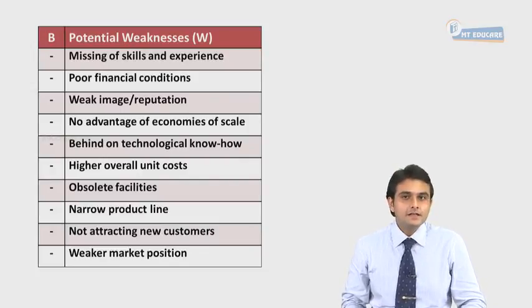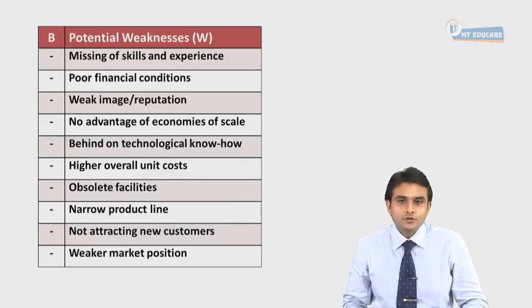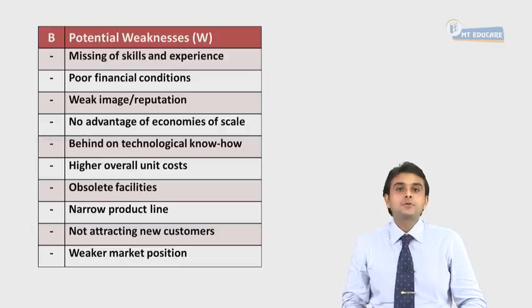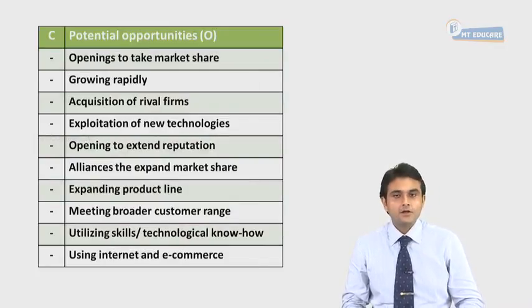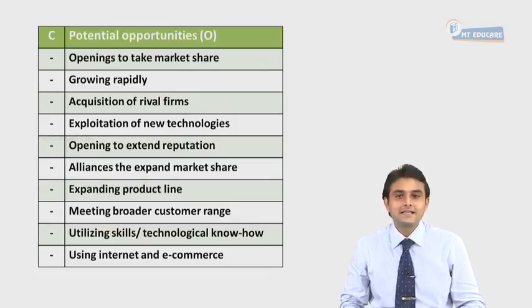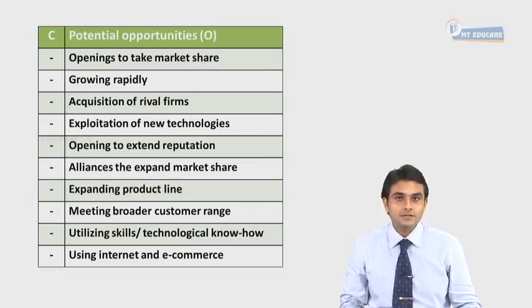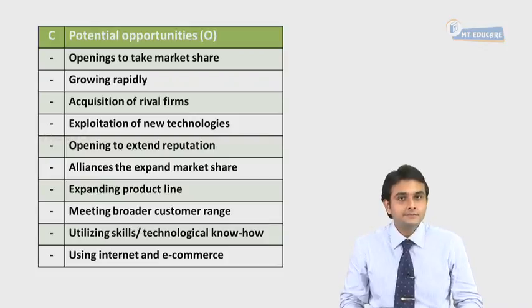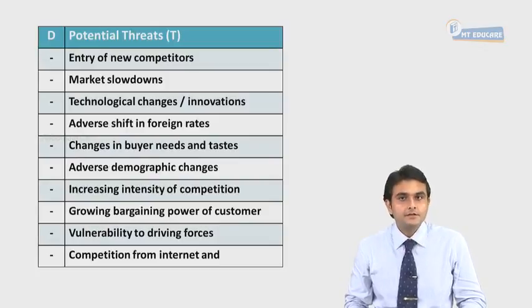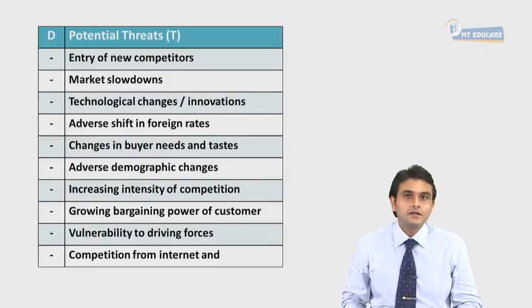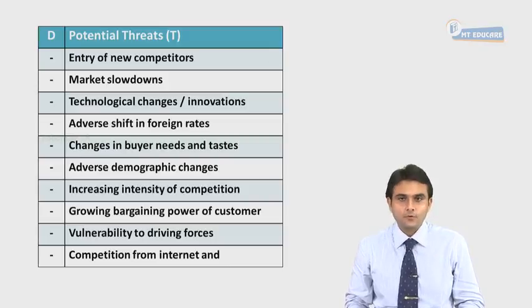Taking a look at a few of the weaknesses: a weak image or a weak reputation, not so good technological know-how or understanding of things, obsolete facilities, outdated methods, not many products, and so on and so forth, may be weaknesses. A potential opportunity will probably be exploiting a new business area, or maybe getting into different lines of products, or trying to capture the unmet needs. And a potential threat will be a big competitor coming into the business, or a sudden shift in the trends, and so on and so forth.